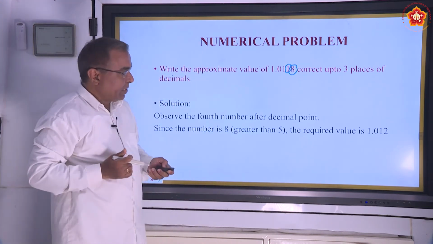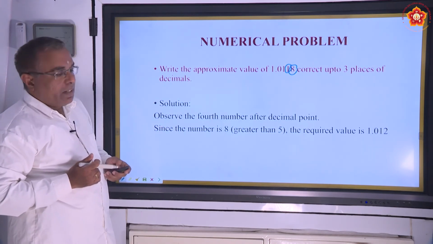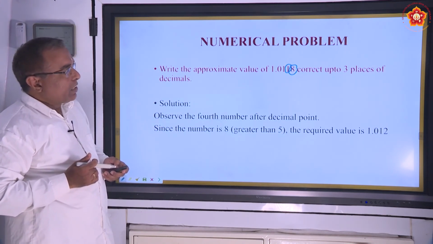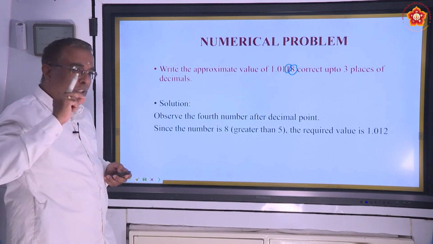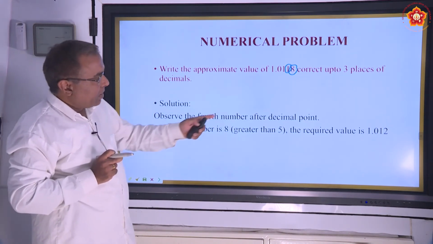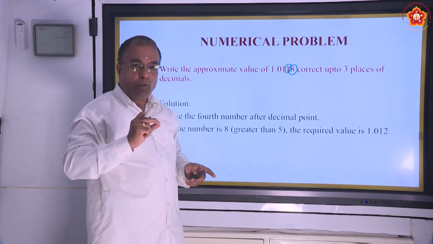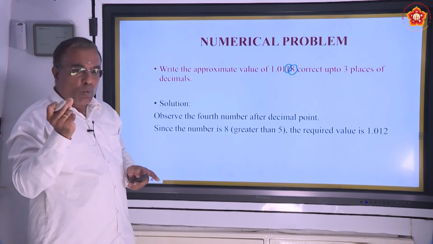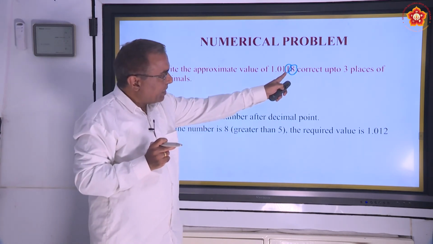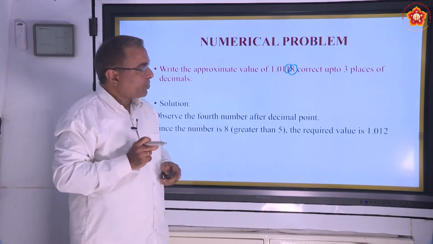Here I have given you the steps. Again I repeat, they have asked us to correct up to 3 places of decimals, which means we have to look at the 4th digit. Here the 4th digit is 8, that is 5 or more. If it is 5 or more, then we must add one to the previous digit. So, 1 plus 1 will become 2, giving 1.012.